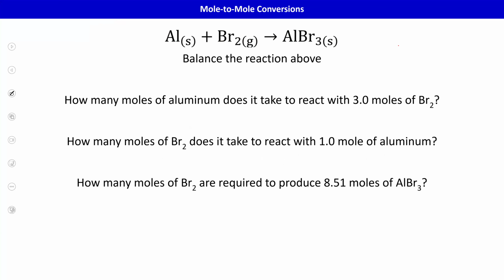So let's do this reaction with aluminum and bromine. If you let aluminum be exposed to bromine, you make aluminum bromide. Start by balancing the reaction. Look at your odds and evens, right?